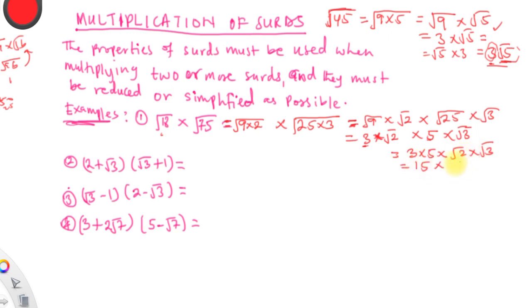And then, one of the properties is that you can put all of them under one square root sign. So you have 2 times 3 under the square root, which is equal to 15 times the square root of 6, since 2 times 3 is 6. The final answer is 15 root 6. So this is the final answer.